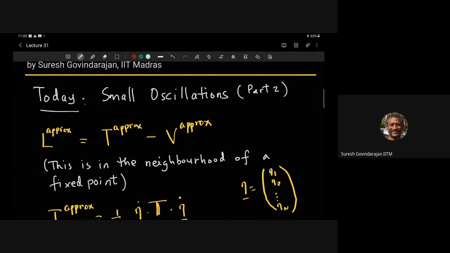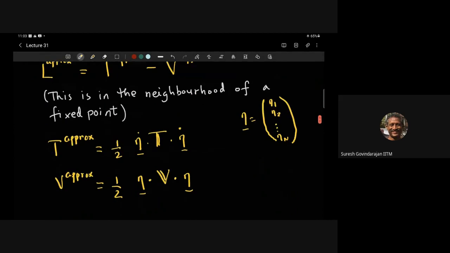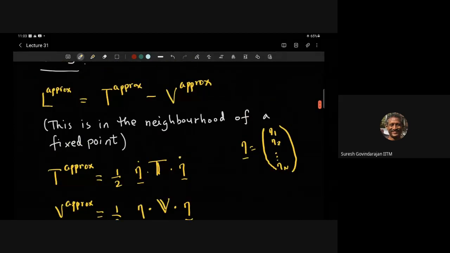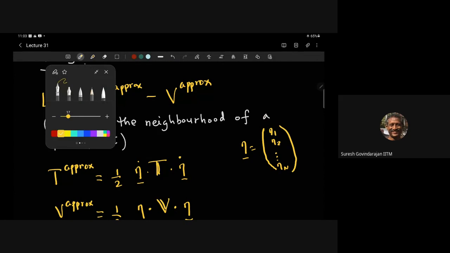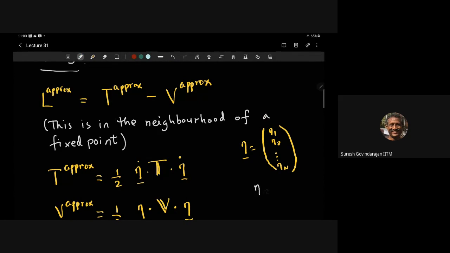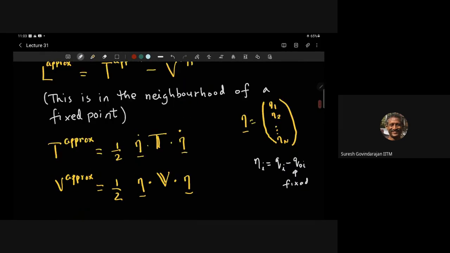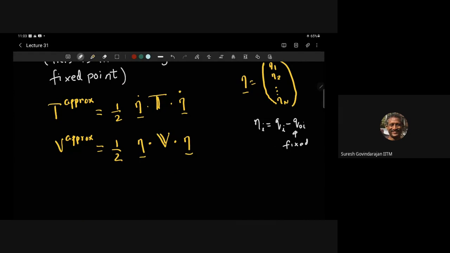And we expanded the Lagrangian to quadratic order, and so we noticed that we could approximate it with the Lagrangian, which is T approx minus V approx, where eta here is Qi minus Q naught i. Okay, so this is the fixed point, and we introduce these matrices T and V, which are n by n. There are n degrees of freedom, so there are n by n symmetric matrices.